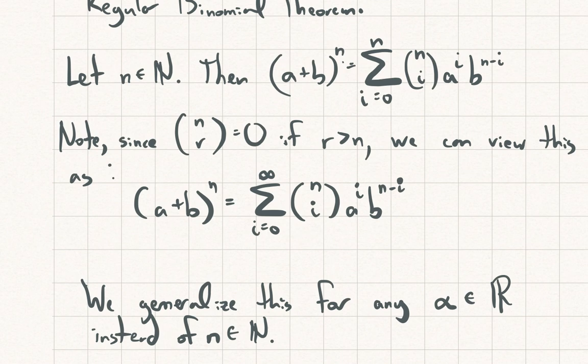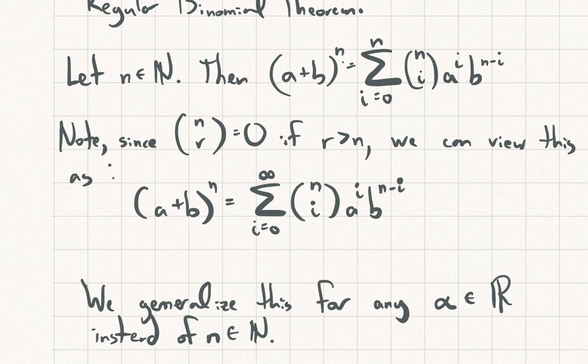If we have some expression, a plus b, to some natural number n, we can write that as the sum from i equals 0 to n of n choose i, a to the i, b to the n minus i. And I'm going to rewrite this just a little bit.